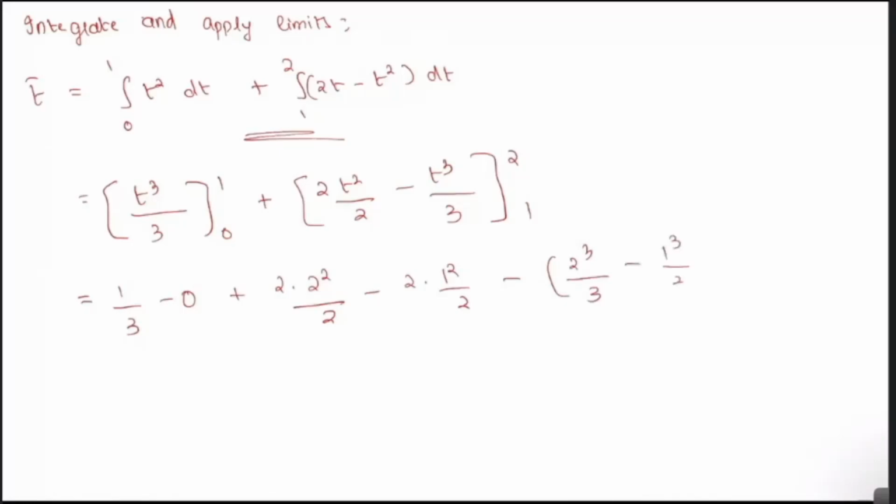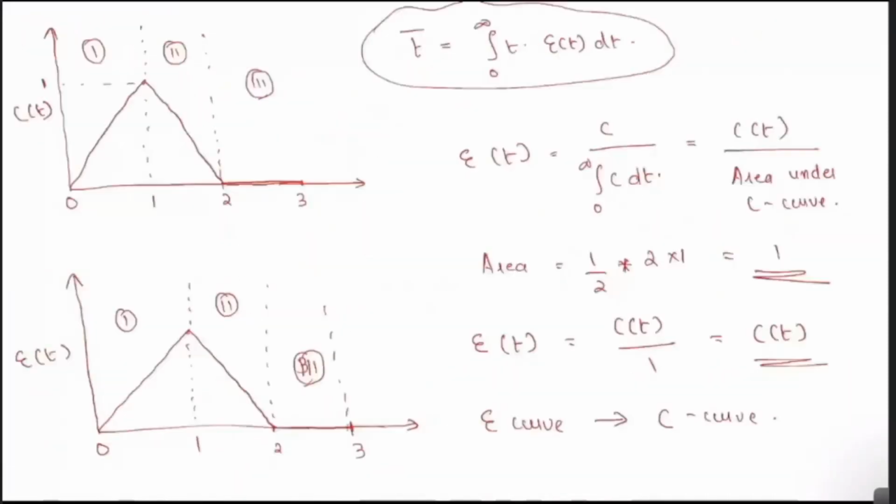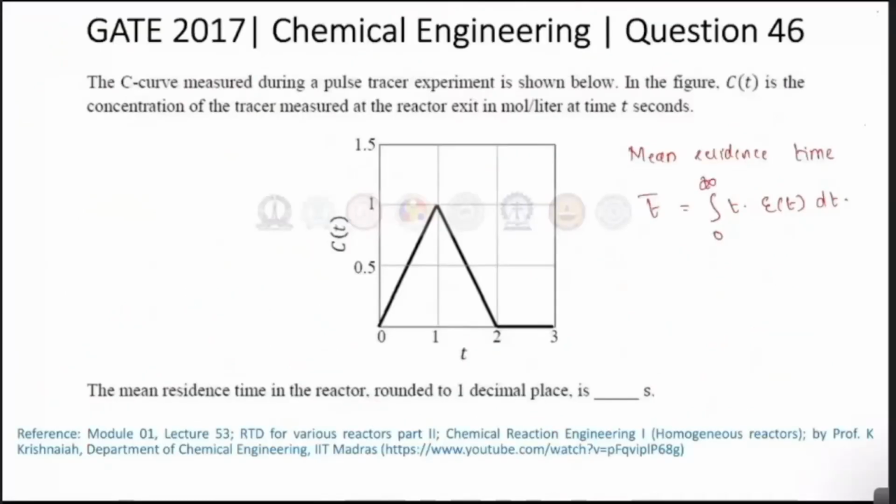And if we do this mathematical operation here, we'll get the final mean residence time t bar is equal to 1 second. So the required mean residence time here will be 1 second.